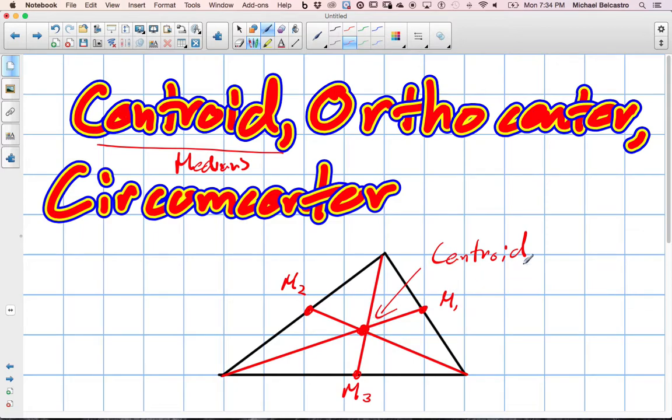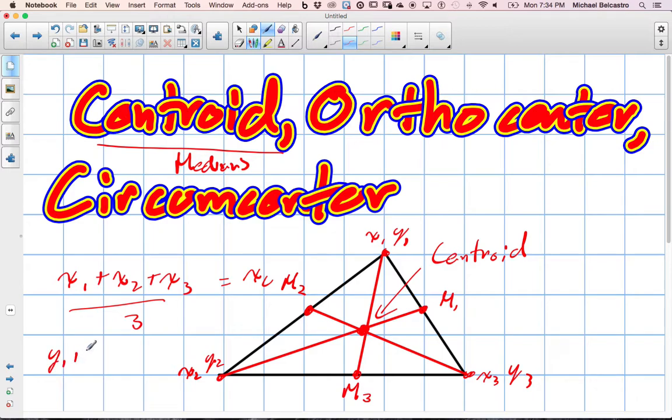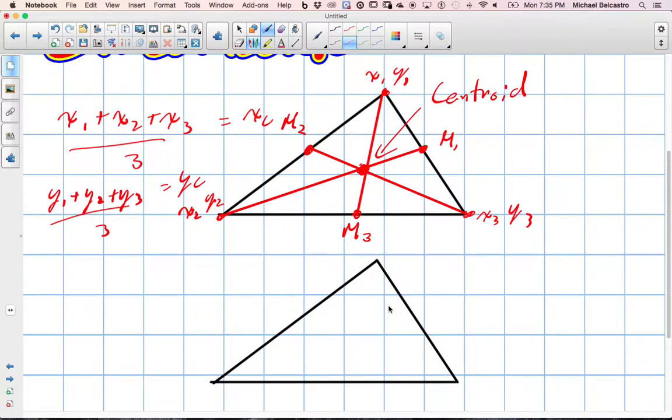Now there's a special trick with a centroid. All the other ones you have to calculate the lines and find the point of intersection. With a centroid, you can just find the averages of all the coordinates. So if you have x1, y1, x2, y2, and x3, y3, you just find the averages. x1 plus x2 plus x3 divided by 3 will be the x value of the centroid. Do the same thing, y1 plus y2 plus y3 over 3, and that will give you the y value of the centroid. So that's a trick for centroid. All the other ones you have to find points of intersection.